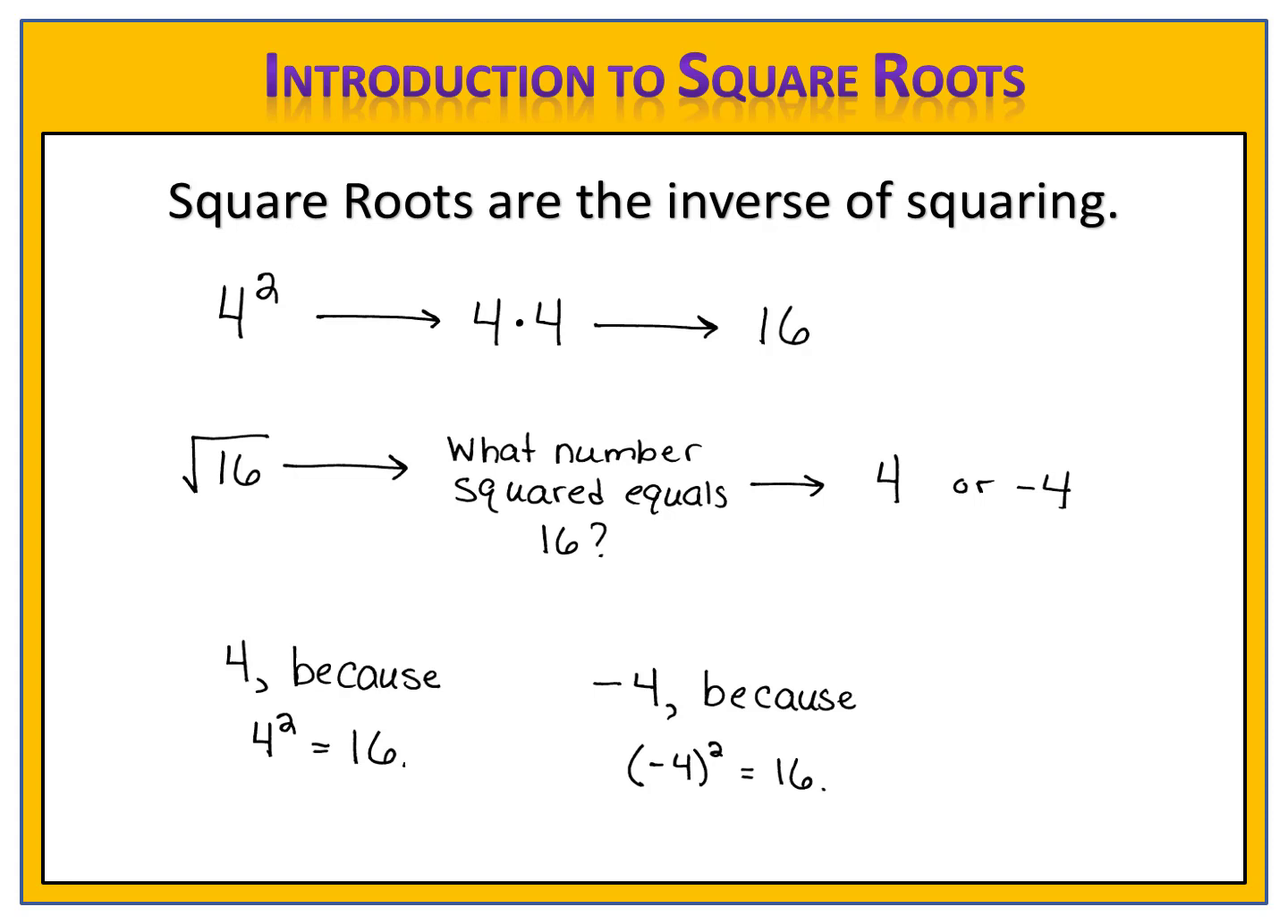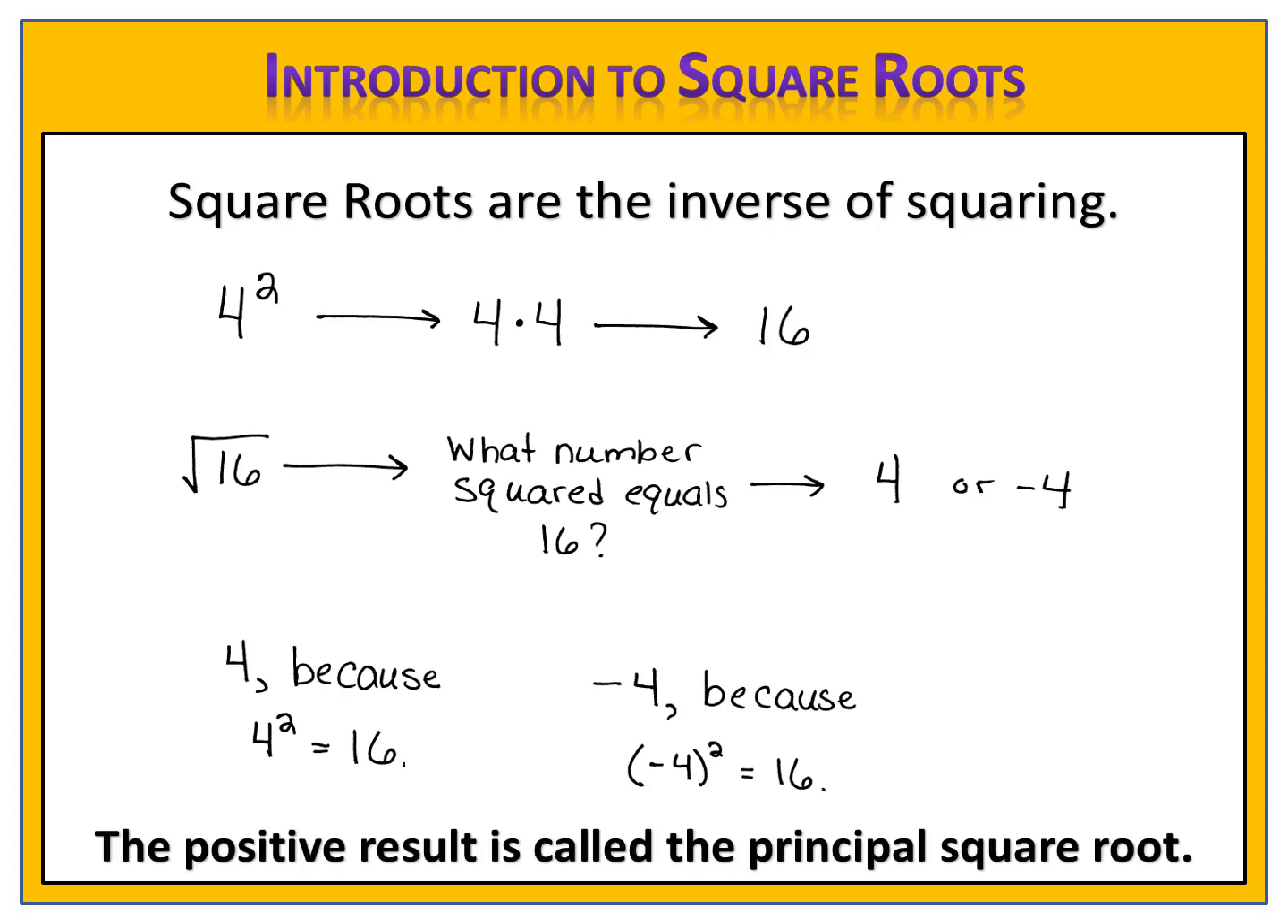That might seem strange to you if you've never looked at the negative values before. Often when we take the square root of 16, we'd be very quick to simply say 4. And that's because in mathematics, we often look at what's called the principal square root. The principal square root is simply the positive result. But the negative result can be very important, especially when we're working with equations, as we will in future lessons.